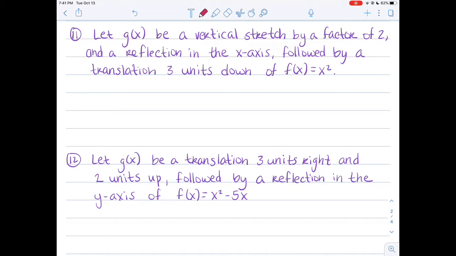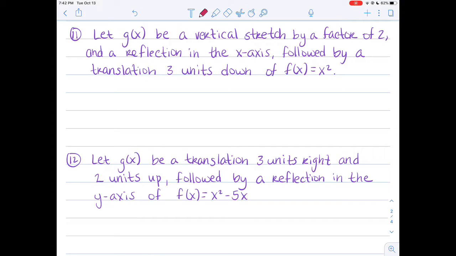All right, let's go ahead and practice writing some transformed functions based on a verbal description. So this first one, you may want to pause the video and go ahead and write this information down so that you can follow along a little better, and then come back and watch how we write the new function.